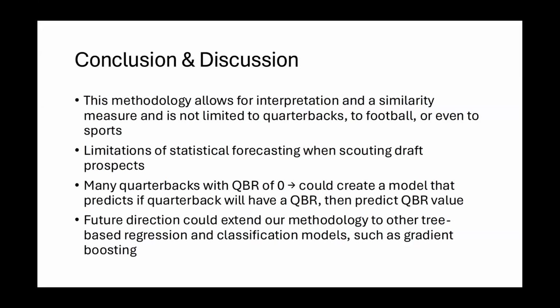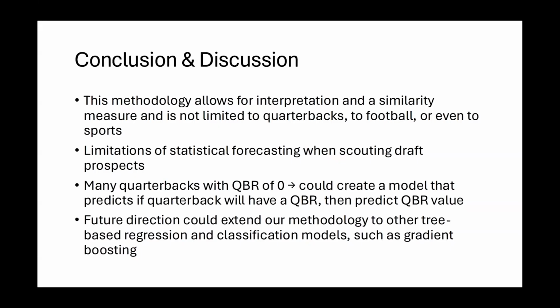So in conclusion, this methodology allows for the interpretation of random forest models in addition to providing a similarity measure. It's not limited to quarterbacks, to football, or even to sports. It can be applied to any type of random forest model. Our application to the NFL draft also shows some of the limitations of statistical forecasting when you're scouting draft prospects. It's pretty difficult to model values that teams care a lot about, like interactions with players and leadership, and just overall personality and any character issues that someone might have.